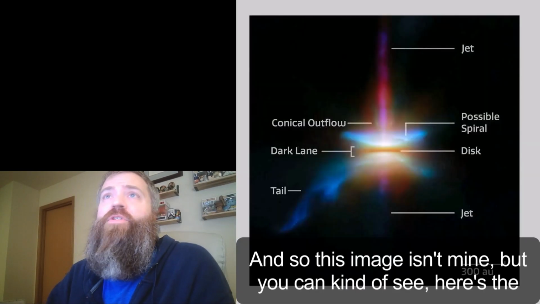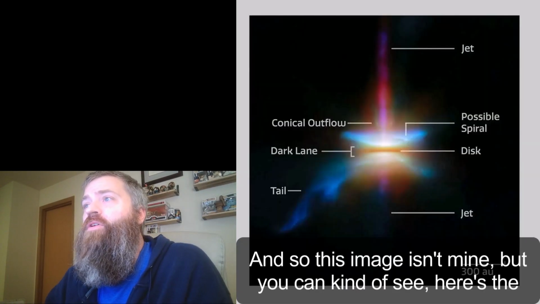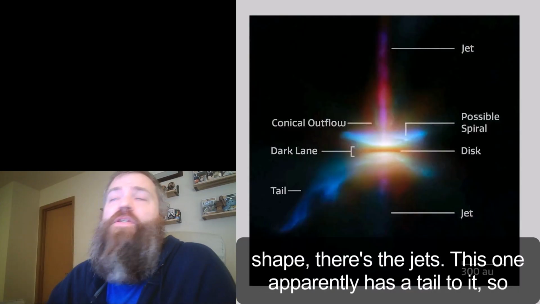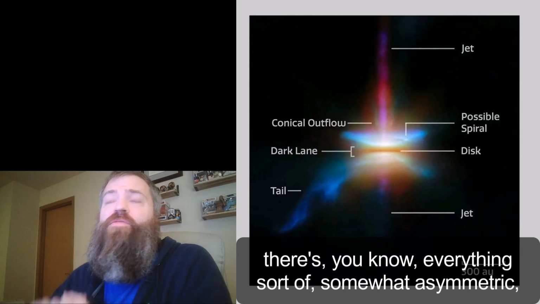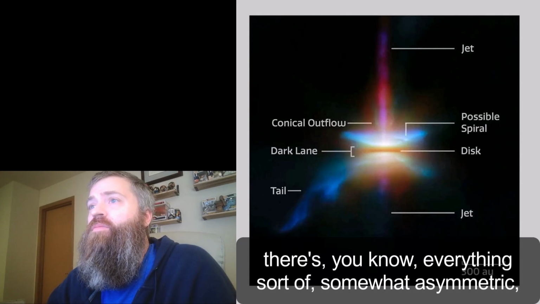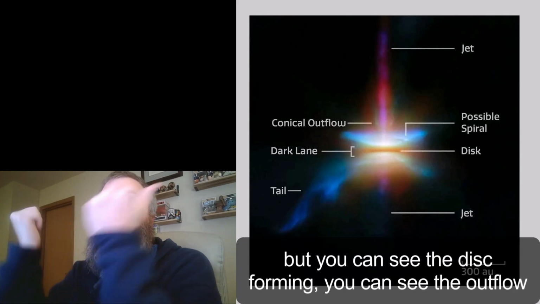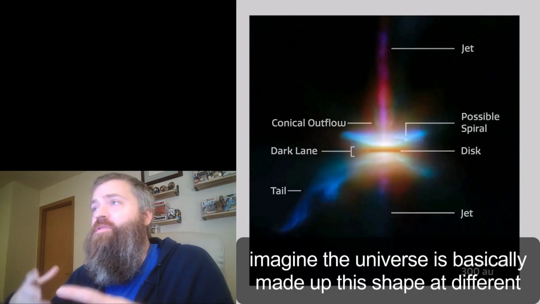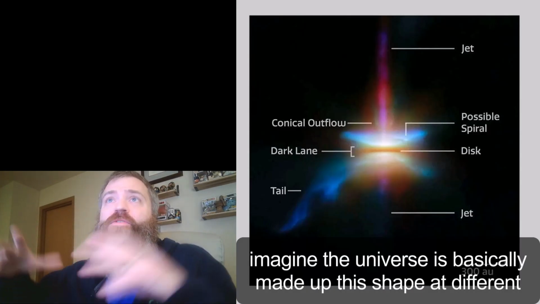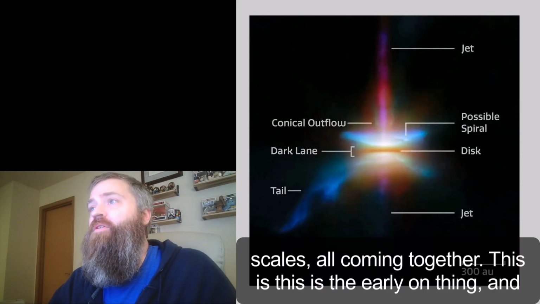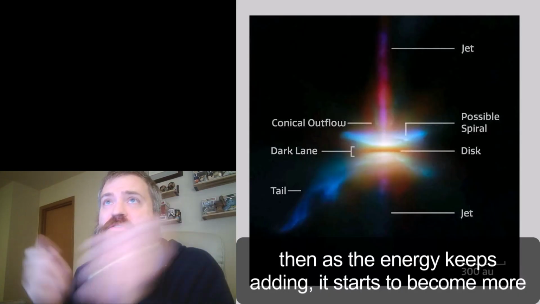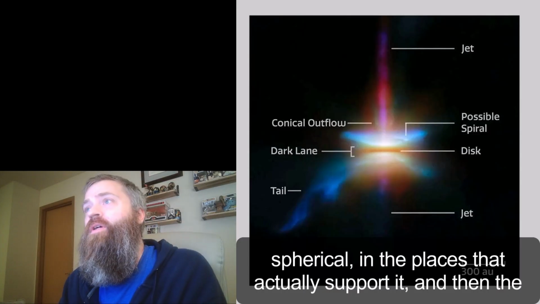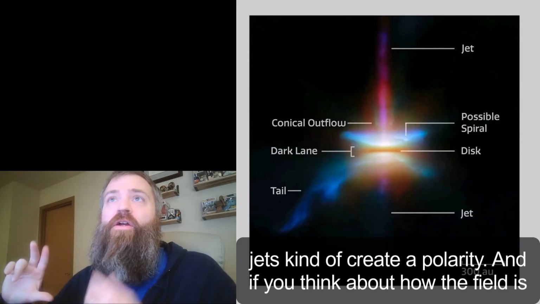This image isn't mine, but you can kind of see here's the shape, there are the jets. This one apparently has a tail to it, so everything's somewhat asymmetric. But you can see the disk forming, you can see the outflow in all the different directions. And you can just imagine the universe is basically made of this shape at different scales, all coming together. This is the early-on thing, and then as energy keeps adding, it starts to become more spherical in the places that actually support it. And then the jets kind of create a polarity.